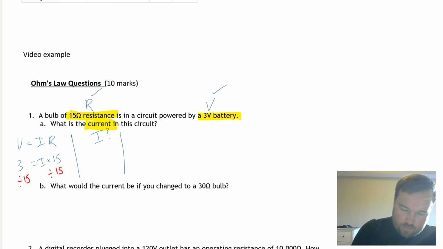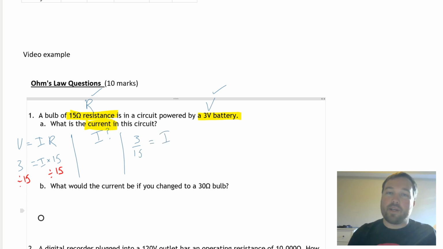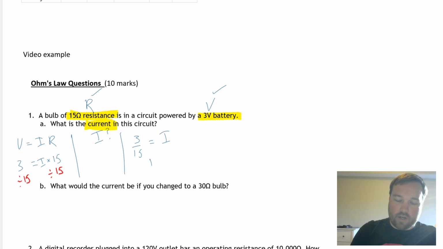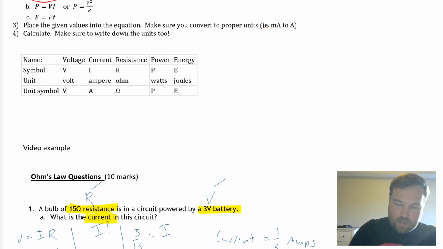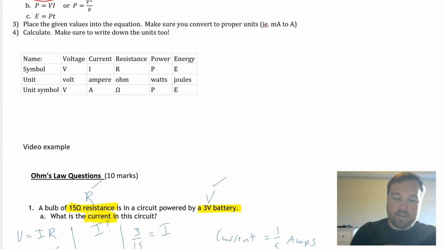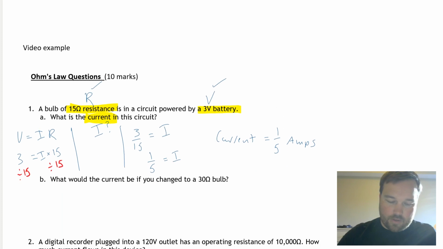I'll continue over here. What we get then is 3 on 15 equals I. And that would be a completely acceptable answer, except that we have no units, and really we can make that a bit simpler. 3 on 15 is the same as 1 on 5. And then I would say current equals 1 on 5 amps. So using the table up here, current is measured in amperes, or you can shorten it to amps, and the symbol is A for it. Current's a weird one in that respect.